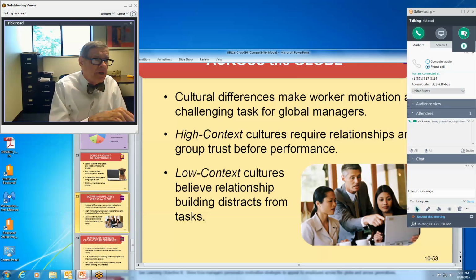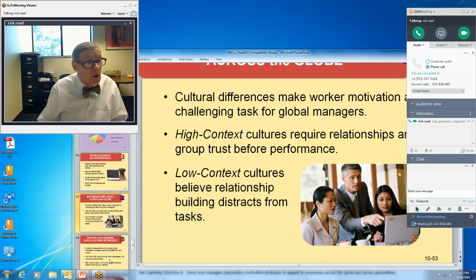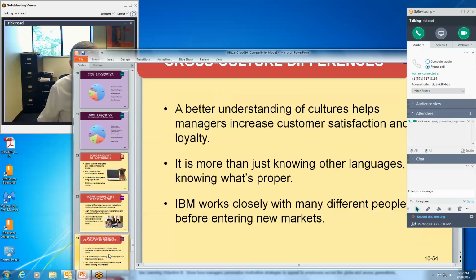Does that mean we change standards? No, it doesn't mean we change standards. Does that mean we change work policies? No, it doesn't, but it means that there are different ways to motivate different types of employees within the workforce, and we need to know what those are and have strategies to reach them.